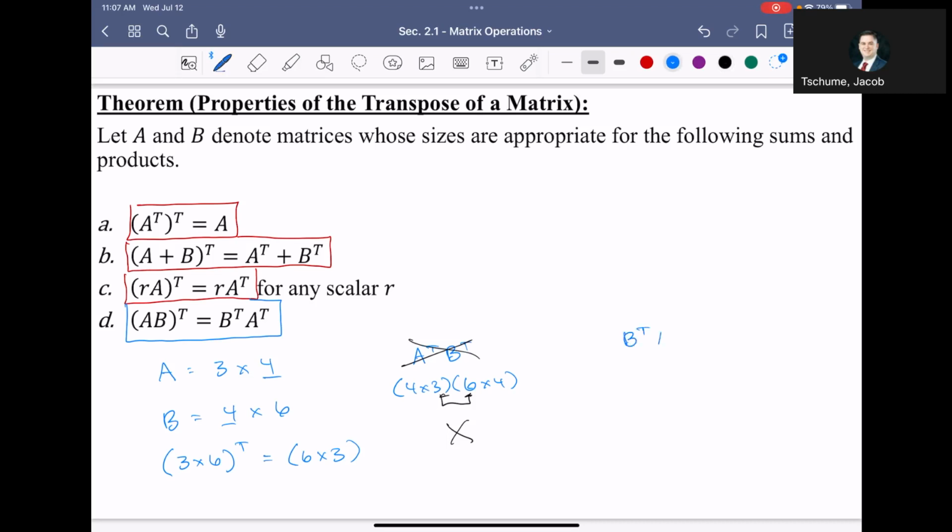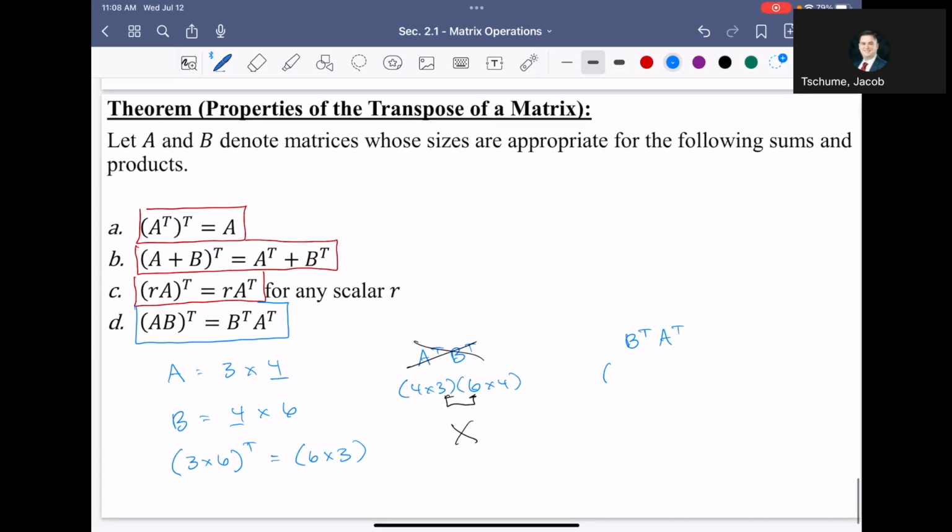Versus, let me go ahead and show you while we're here. If I were to do B transpose A transpose, the transpose of B would be 6x4, the transpose of A would be 4 by 3. And since the inner numbers do match, you are allowed to multiply them, and the outside dimensions give you your final result, which is 6 by 3, which is the same as it was the first time I did it. So if you choose to use this last property, just make sure that you're flip-flopping A and B before you do that. So that ends my video on section 2.1.